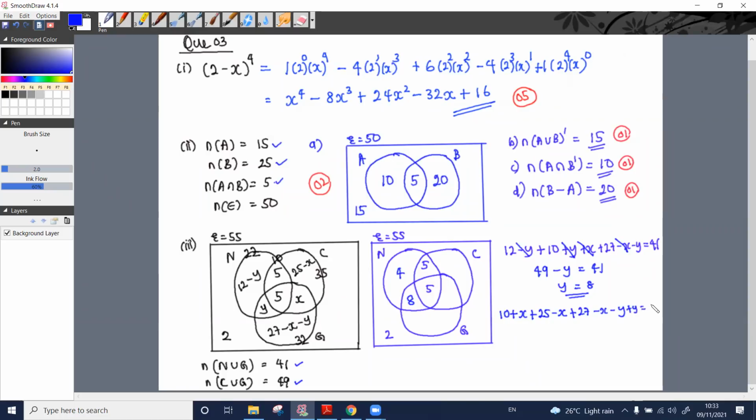Plus y equals 49. So see here, plus x and minus x we can cancel. Minus y and plus y we can cancel. We will be left with what? 10 plus 25, that is 35. 35 plus 27, 62.